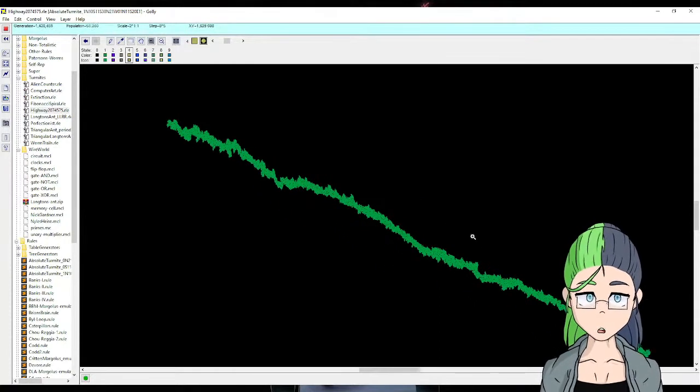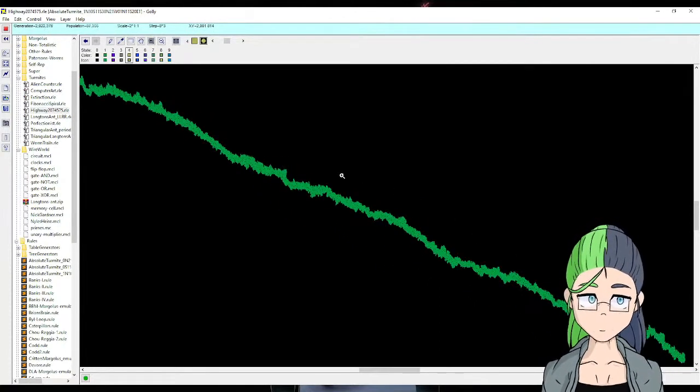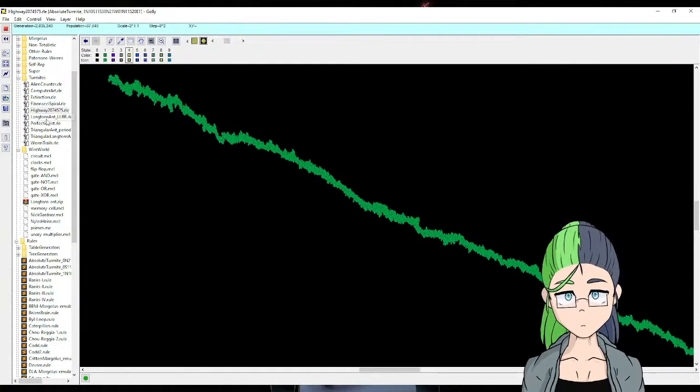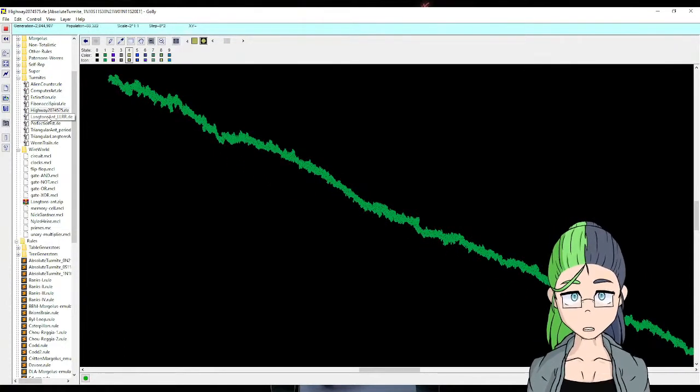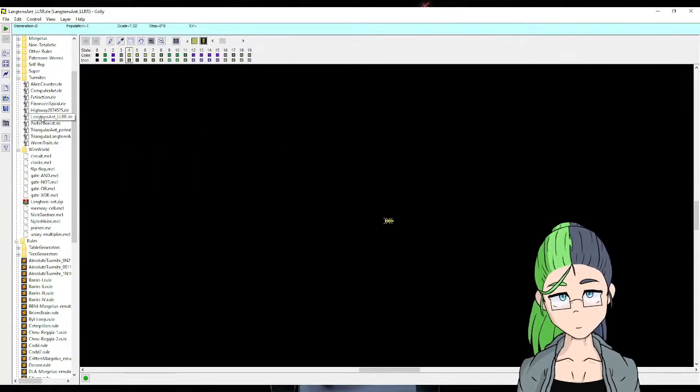Oh, okay, so it just creates a highway. Yeah, except it's a randomized highway. Or, not randomized, but it's a very wiggly highway.